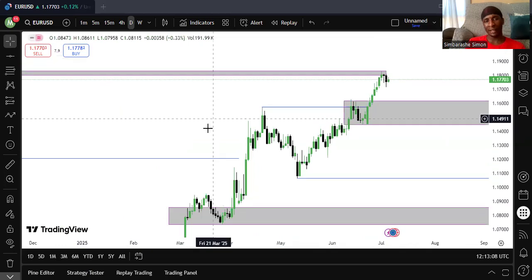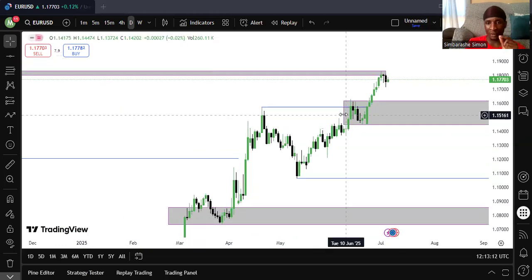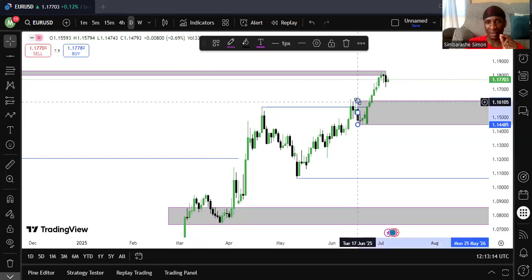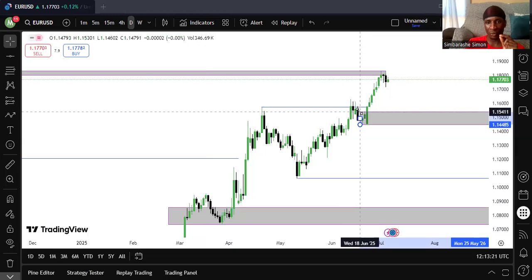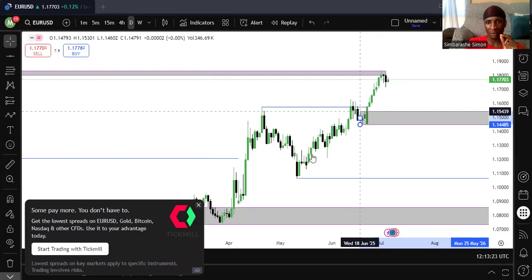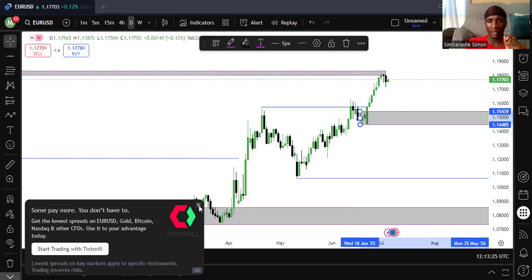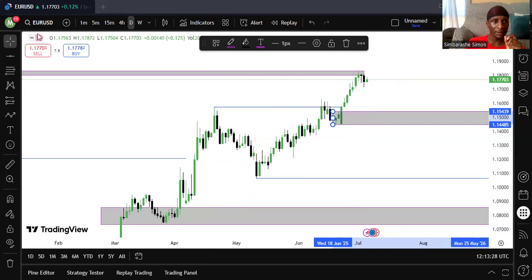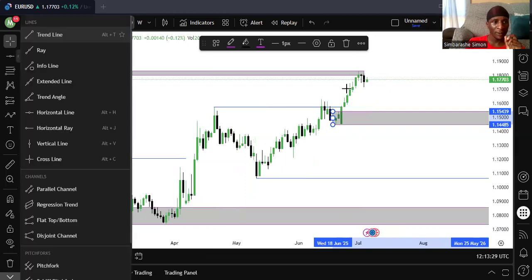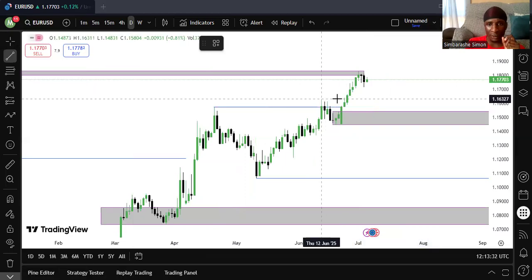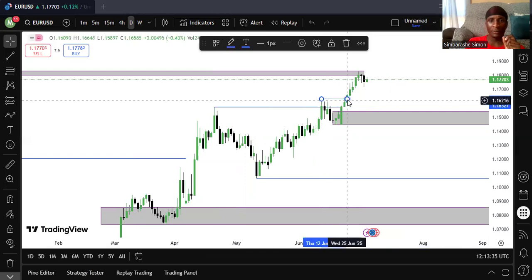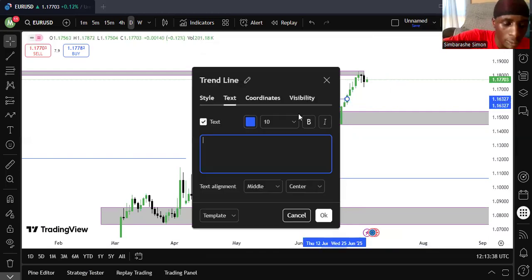Now we are on daily. What do you see on daily? On daily, we can just refine this one here, up to this small zone here. So that would be our demand zone. Then, as you can see, I took my rectangle and marked here up here. So let me just mark the BOS, which means break of structure.